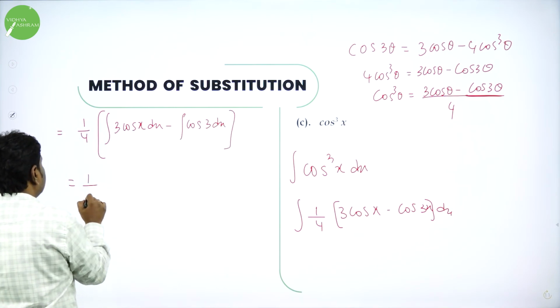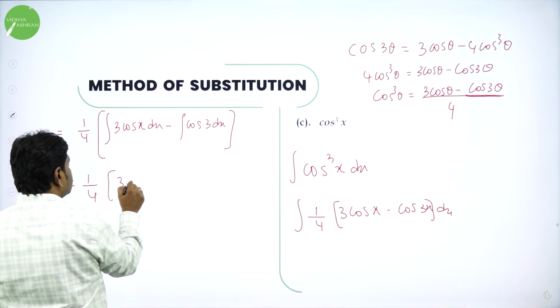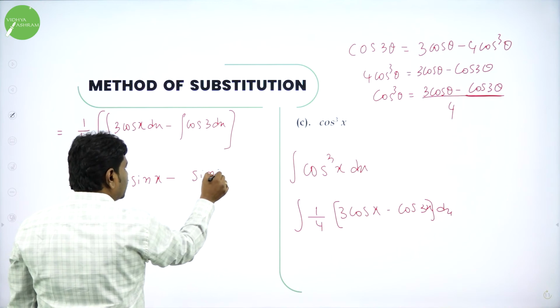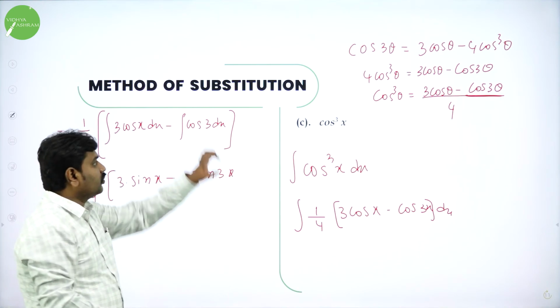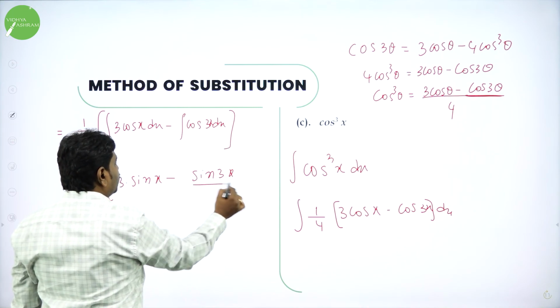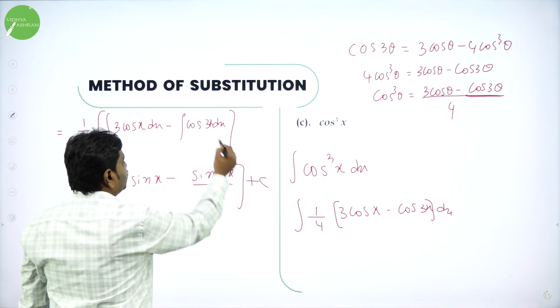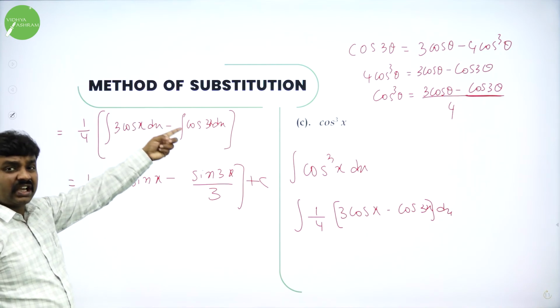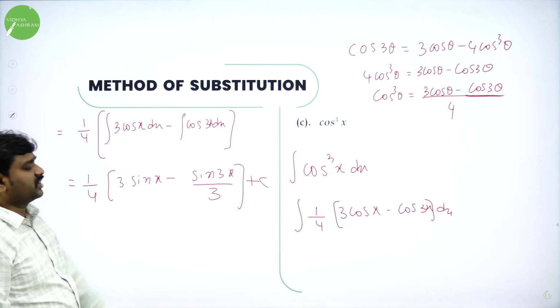You know 3 is constant, take it out. Integration of cos x is sin x, minus integration of cos 3x is sin 3x by 3. Till now I have done substitution. If you take 3x as t, you will get dt by 3. See, the coefficient of x comes as denominator directly. Or put t equal to 3x, dx will become dt by 3. Substitute, you will get the same.